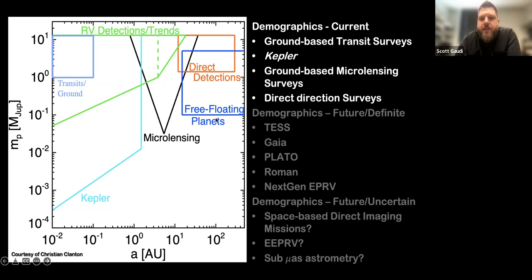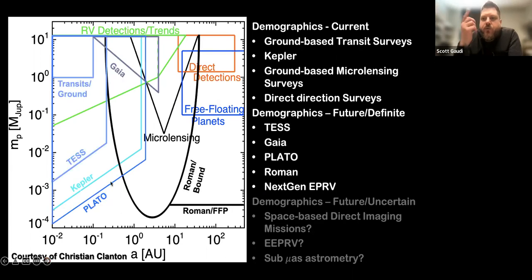Free-floating planets with ground-based microlensing, we're sensitive to those. Probably down a little bit lower than I'm showing here, but again, these are free-floating planets. And then direct detections are largely sensitive to young planets currently from the ground that are relatively widely separated and relatively massive. Okay, so that's all pretty familiar.